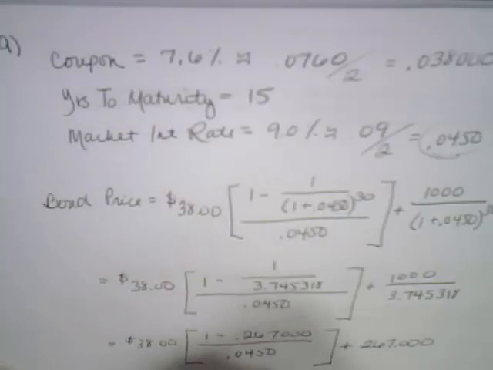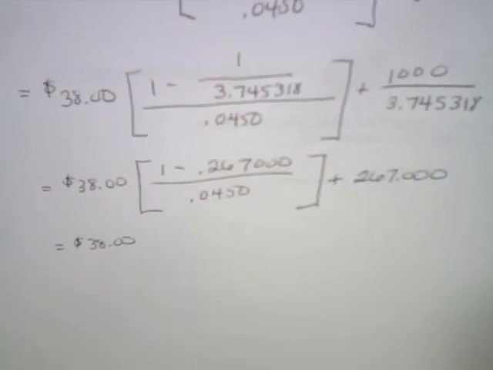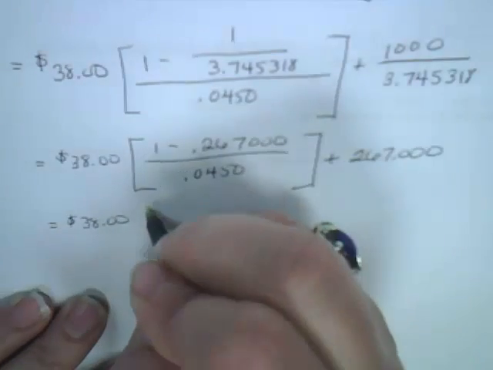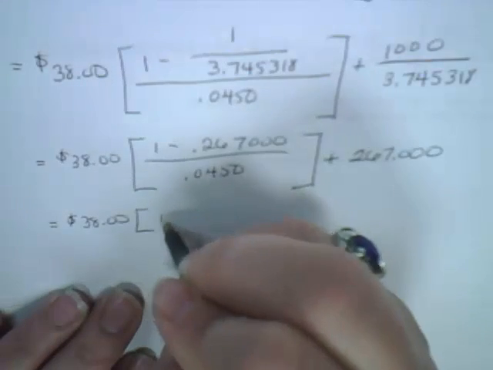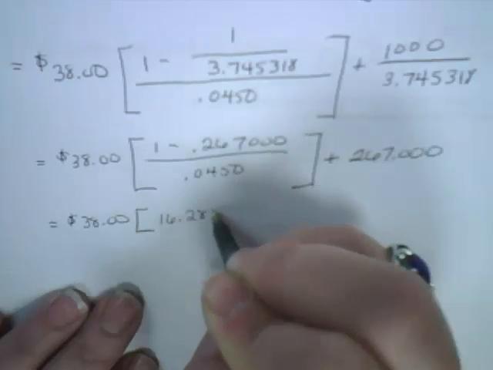Okay, now we're starting to make our adjustments. Let me push this up a little bit. All right, so now we're getting ready to make our adjustments here. 1 minus 0.267000 divided by 0.0450 gives us 16.28889.